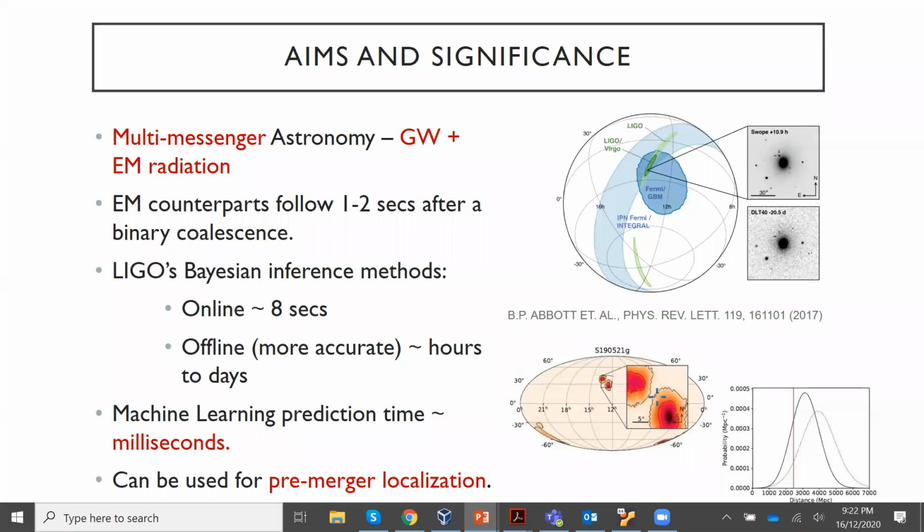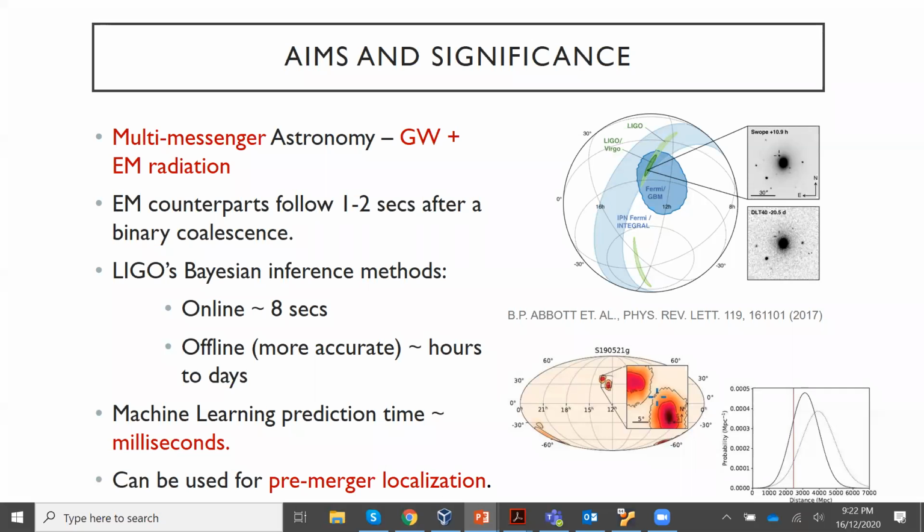Of course, multi-messenger astronomy was always there for a really long time, because we always had cosmic rays and neutrinos along with electromagnetic rays. But this was the first time we have gravitational wave detection together with electromagnetic radiation.